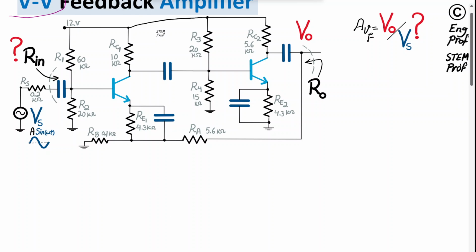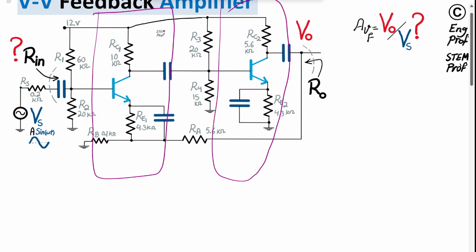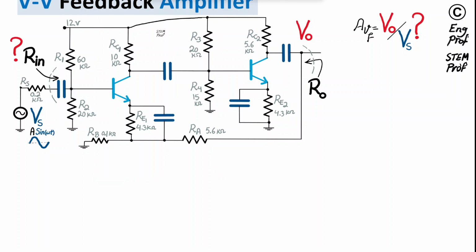A voltage-voltage feedback amplifier circuit is discussed in this video. This circuit is implemented in two stages of NPN BJT, or bipolar junction transistors, as shown. And at the input we have a small signal AC input Vs = A sin(ωt) with Rs, the signal impedance, which is 200 ohm.